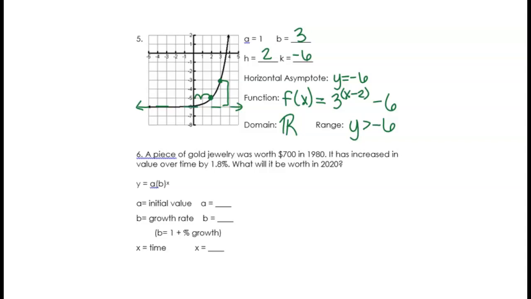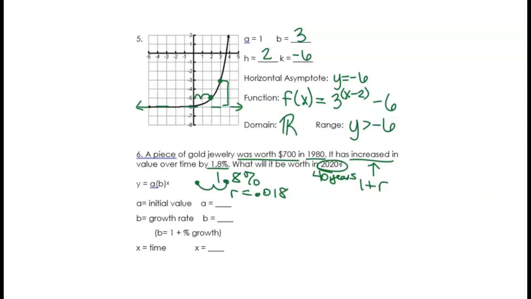All right, last piece, and we're going to read it together. It says a piece of gold jewelry was worth $700 in 1980. It has increased, growth or decay? Growth, so 1 plus R. It has increased in value over time by 1.8%. What is 1.8% as a decimal? R equals 0.018. That's something that you need to automatically do. It asks what will be its worth in 2020. So how many years have gone by from 1980 to 2020?